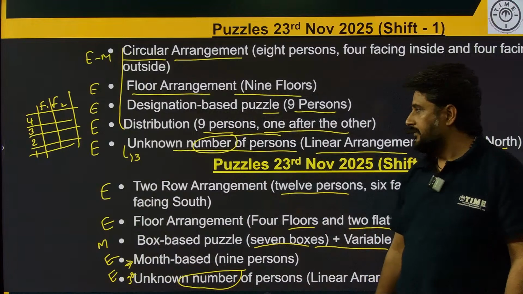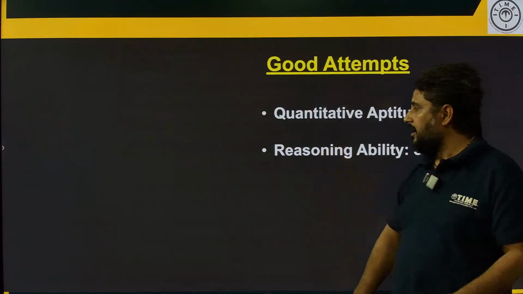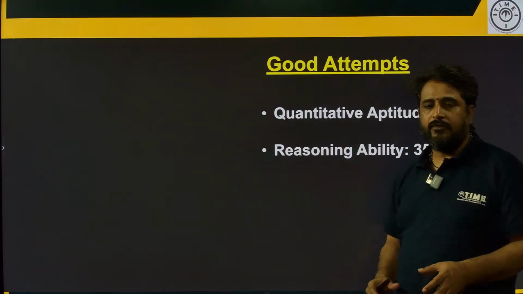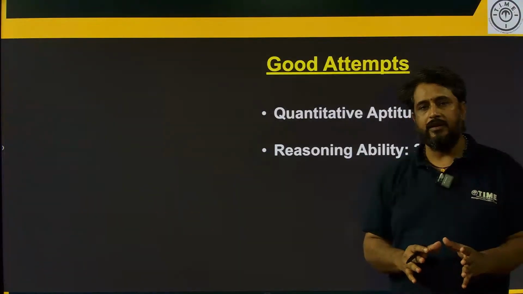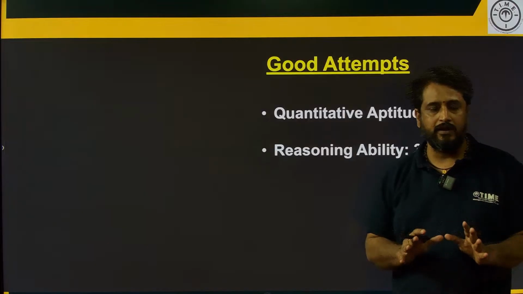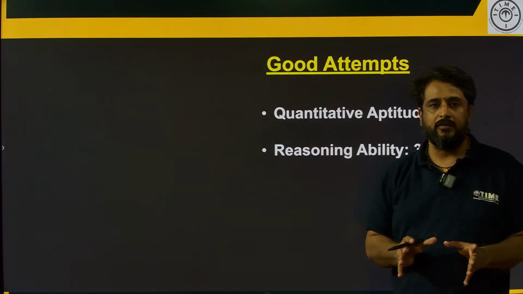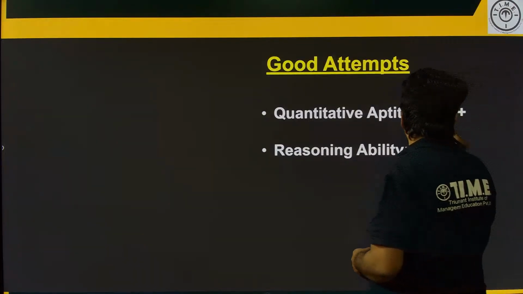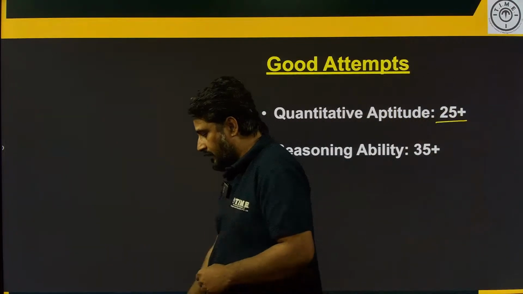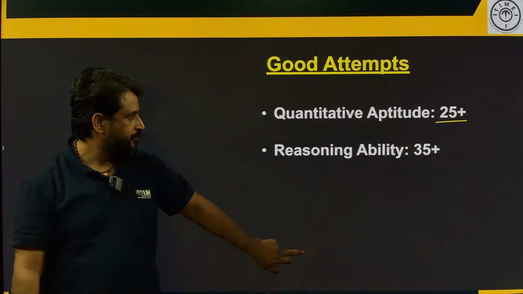Okay, right. Now, who have prepared well for exam, definitely we can say that from the area of reasoning ability, they would be able to score more than 35 plus without any doubt in 25 minutes of time, if you have not stuck with some of the higher level puzzles. Okay, and from the quantitative aptitude, 25 plus is rated as a good score, and from the reasoning, 35 plus is rated as a good score.